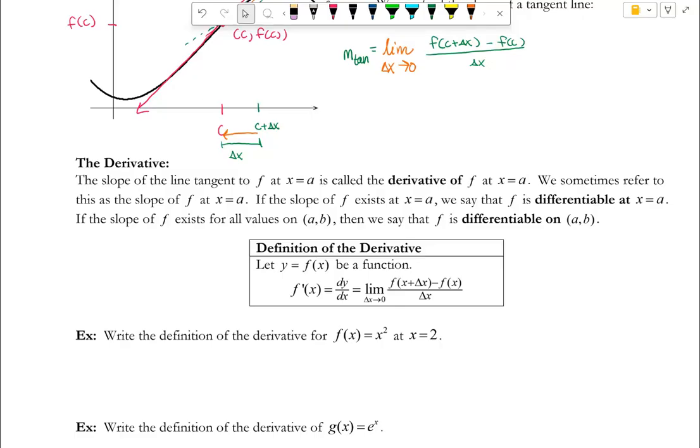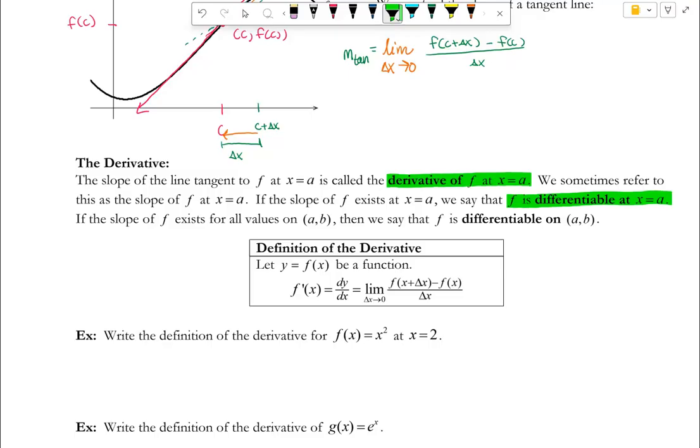So we could say that the slope of the line tangent to f at x equals a is called the derivative of f at x equals a. And we'll sometimes refer to this as the slope of f at x equals a, or the slope of the tangent line of f at x equals a. So if the slope of f exists at a, we could say that f is differentiable at x equals a. So when we can take a derivative, we say our function is differentiable.